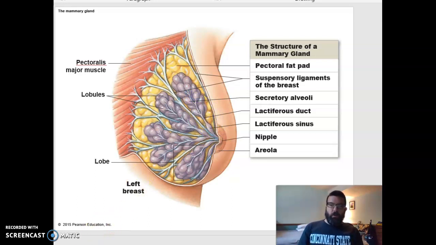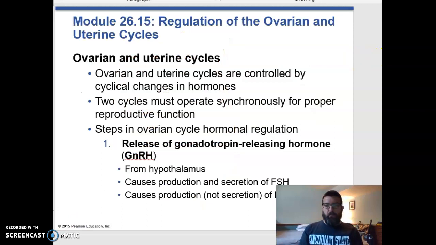We will talk more about lactation, or the process of making milk and then delivering it to the baby, in the next chapter. But we'll move on and talk a little bit more about these cycles. So the ovarian and uterine cycles really do go together. With the ovarian cycle, you're looking at it from the ovaries' perspective, right? The follicle growth and things like that, ovulation. And with the uterine cycle, you're looking at it from the uterus's perspective, right? The growth of the endometrium and menses.